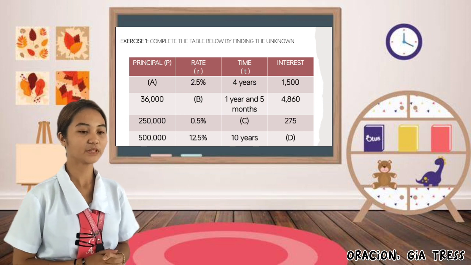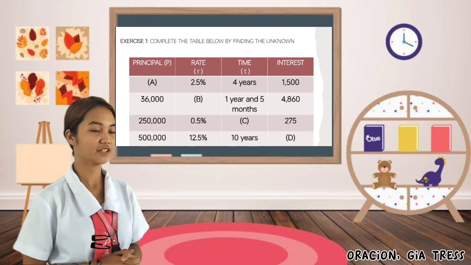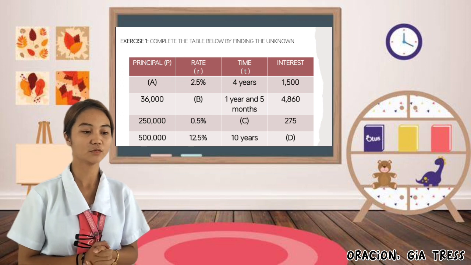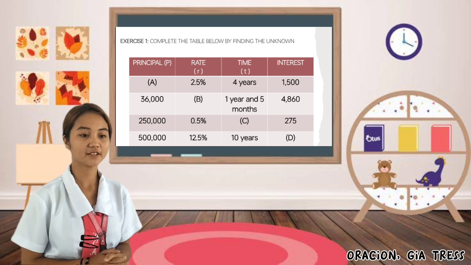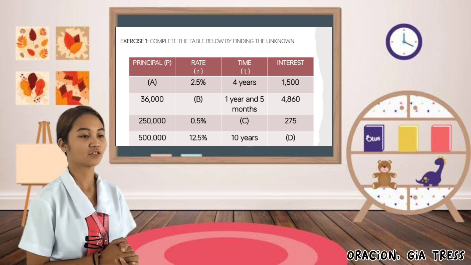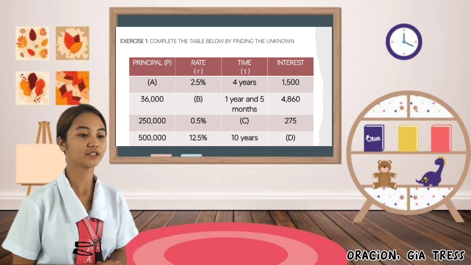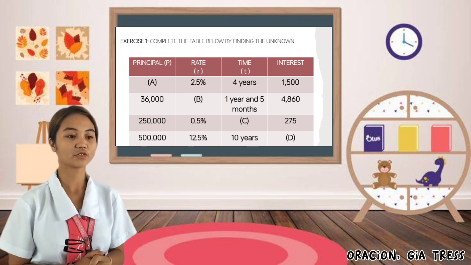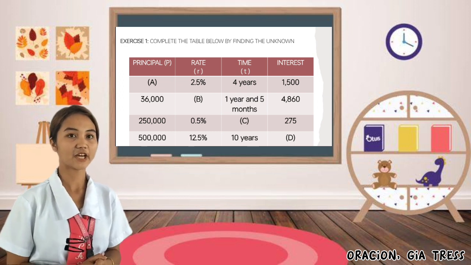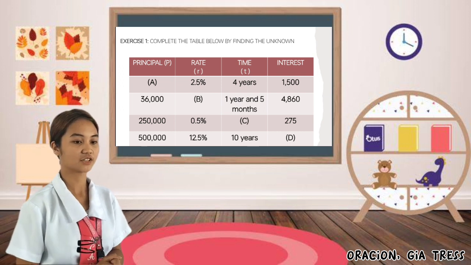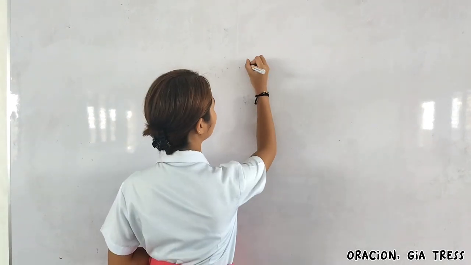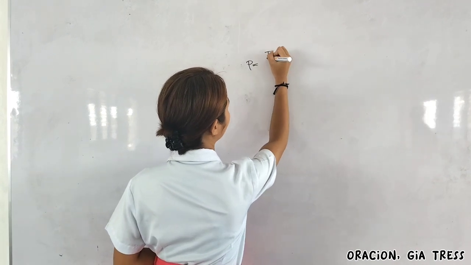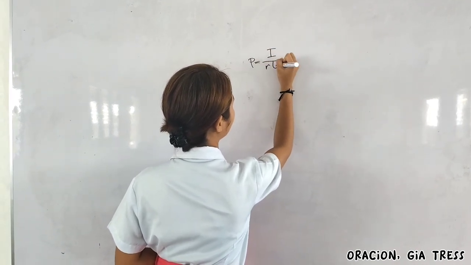Exercise 1. Complete the table below by finding the unknown. In this table, we have 4 columns: principal, rate, time, and interest. Our first problem is to find the principal, where the rate is 2.5%, time is 4 years, and interest is 1,500. The formula we will use is principal equals interest divided by rate times time.